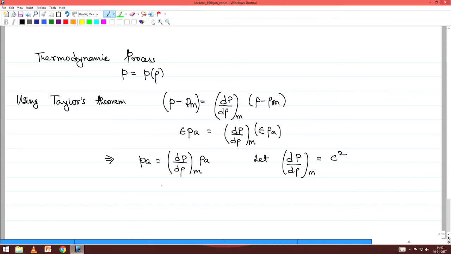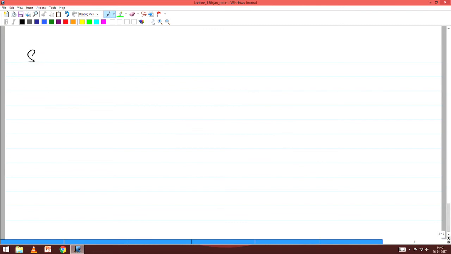But at present we are just assuming this quantity to be c square, and let us see where that takes us. So, now what we have is P a is equal to c square rho a. So, the acoustic pressure is related to the acoustic density in the above manner. So, we have got all the three ingredients in place: continuity equation, momentum equation and the thermodynamic process. What remains is just to do a few simplifications. So, the simplifications will be in the following manner.